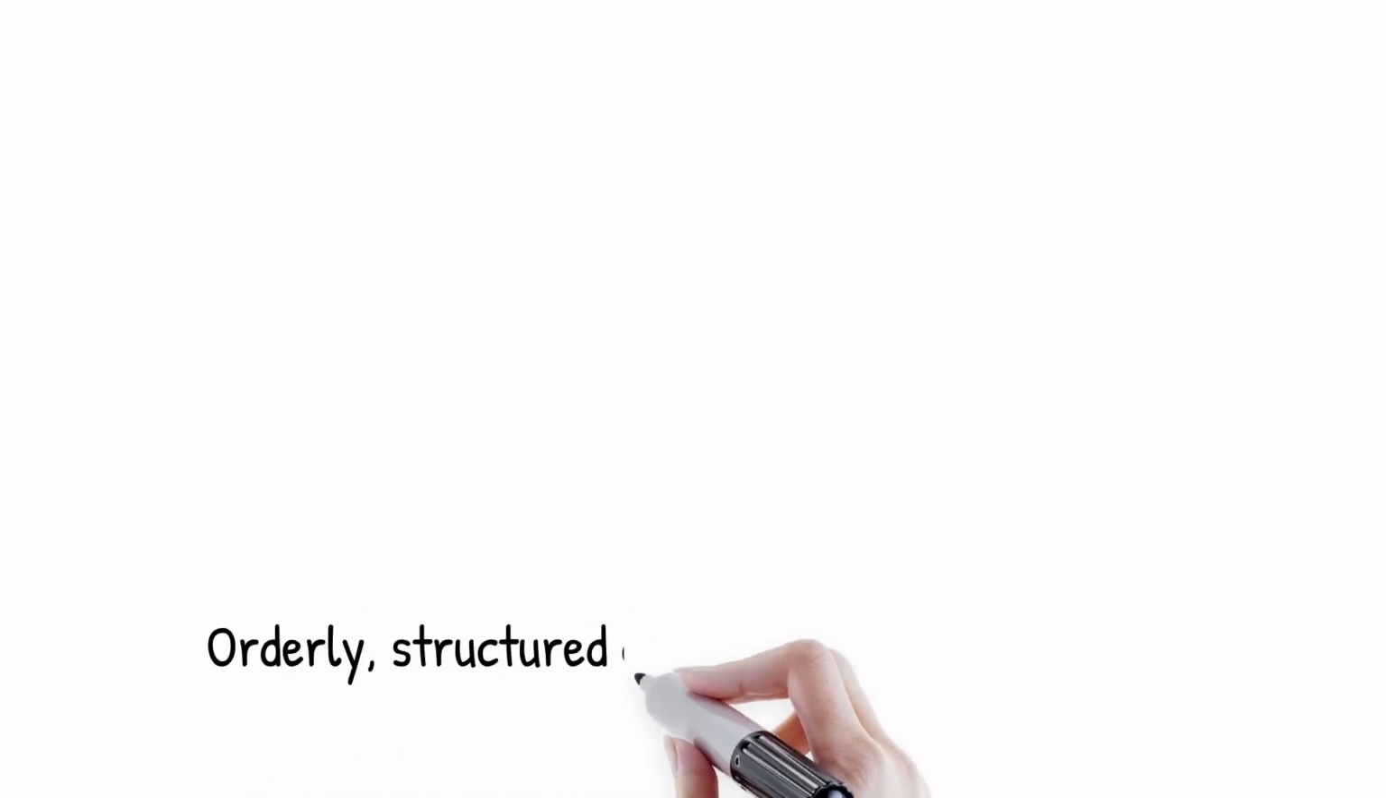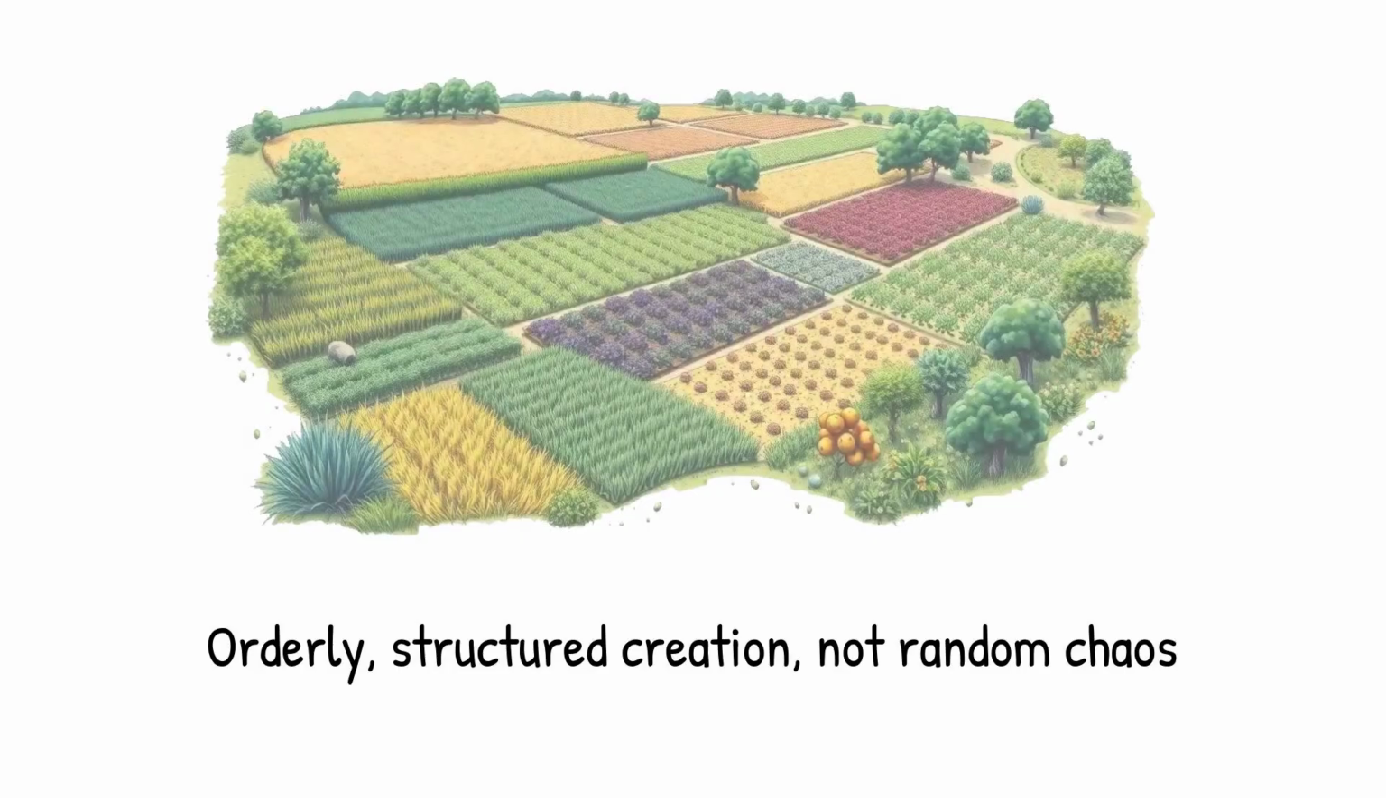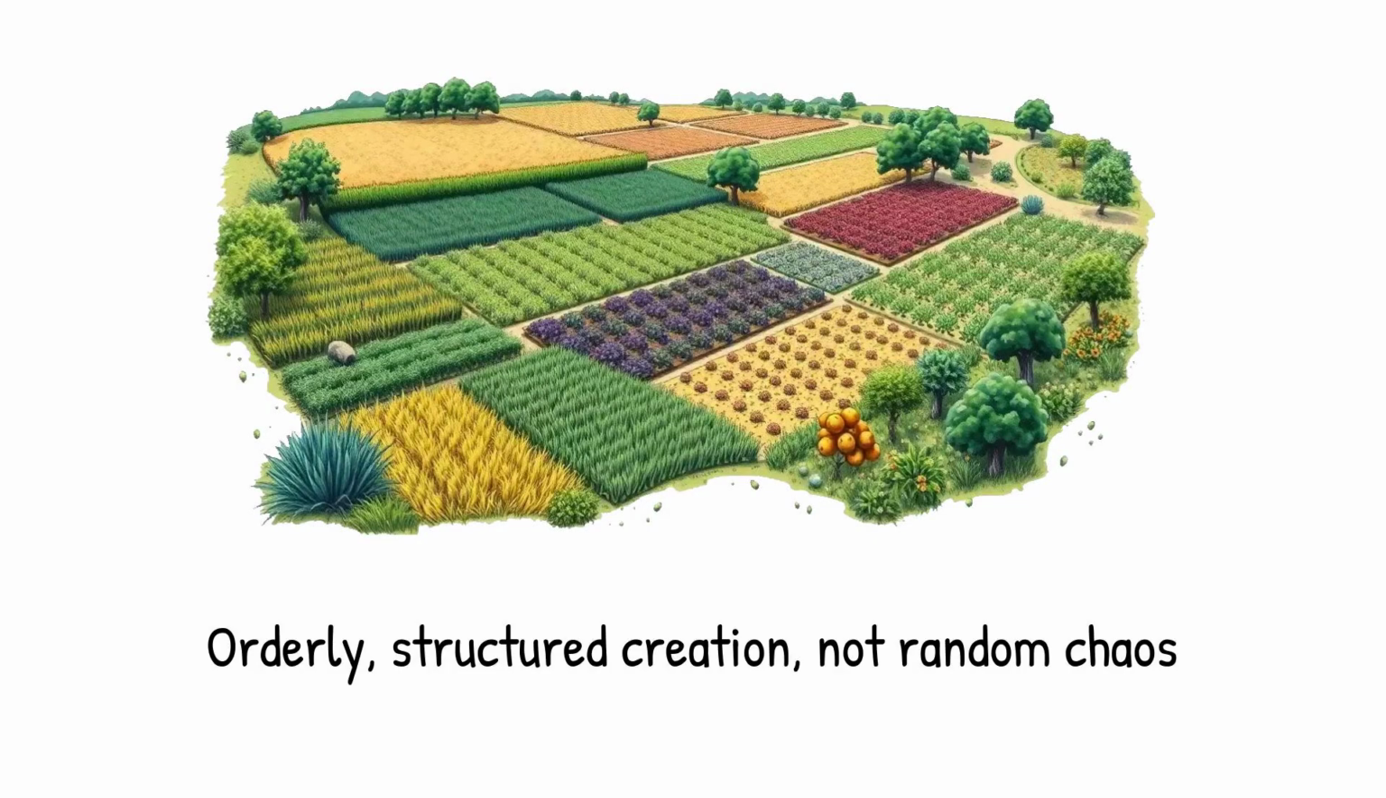This highlights order, boundaries, and continuity in creation, a structured system rather than chaos. Vegetation is organized into distinct types, each with its own boundaries for reproduction, demonstrating intentional planning instead of randomness.